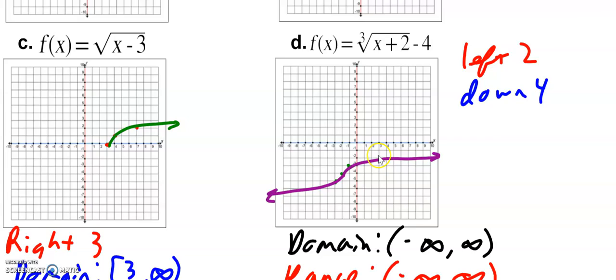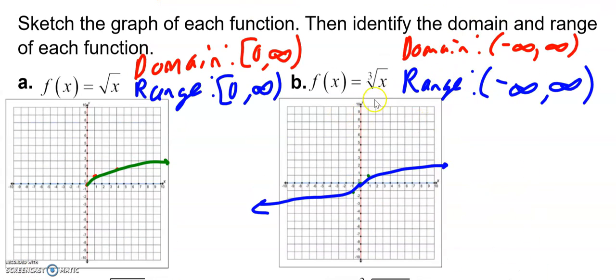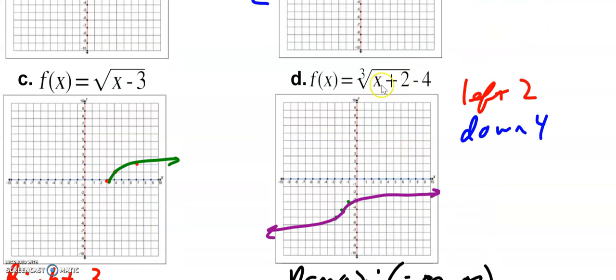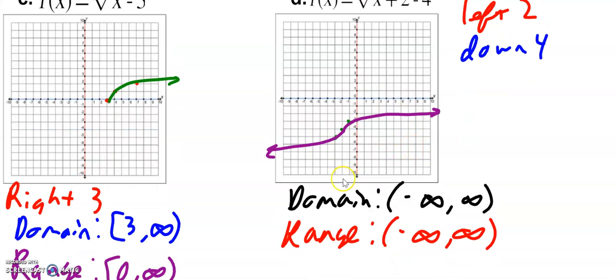So what else did we say? Well, remember I said my hint was the domain and range of every cube root function is always going to be -infinity to infinity. So even though we did shift the graph, it did not change the domain and range.